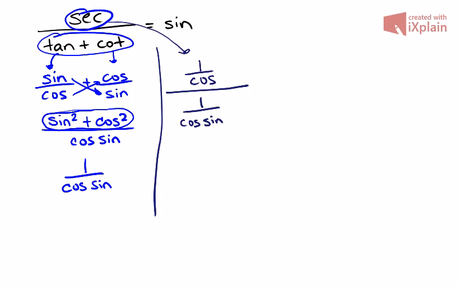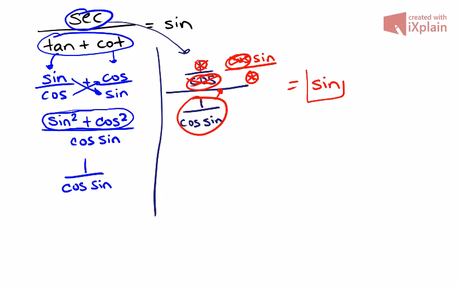Now remember, when we divide with fractions, you always take the bottom, flip it, and then multiply it by the top. So I'm going to do cosine sine all over 1. Now I have a 1 on top and bottom. I can cross those out. Now I have cosine on top and bottom. I can cross those out, and that gives me sine, which is what I needed to get.